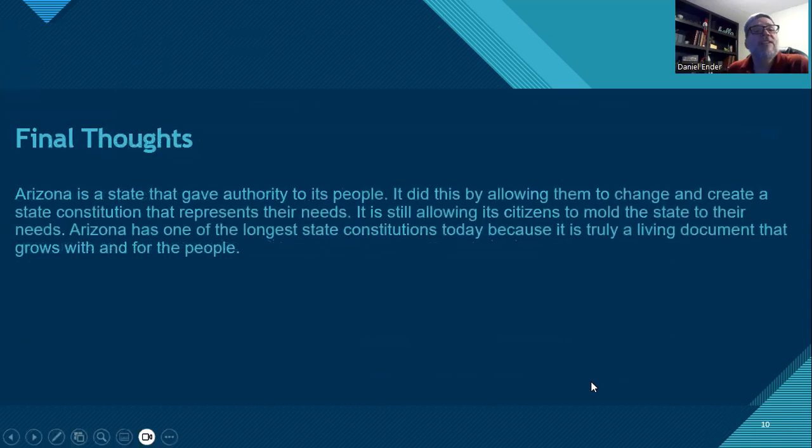Okay, my final thoughts. Arizona is a state that gave authority to its people. It did this by allowing them to change and create a state constitution that represents their needs. It is still allowing the citizens to mold the state to their needs. Arizona has one of the longest state constitutions today because it truly is a living document that grows with and for the people.